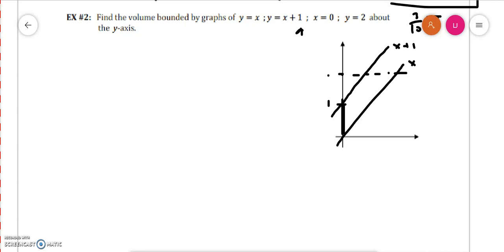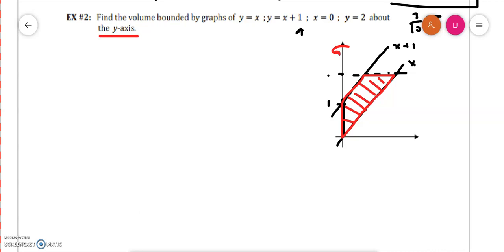So we want the area that's bounded by all 4 of these functions. So boundary, boundary, boundary, boundary. This is the area we're going to revolve. And we're going to revolve it around the y-axis, so this way.